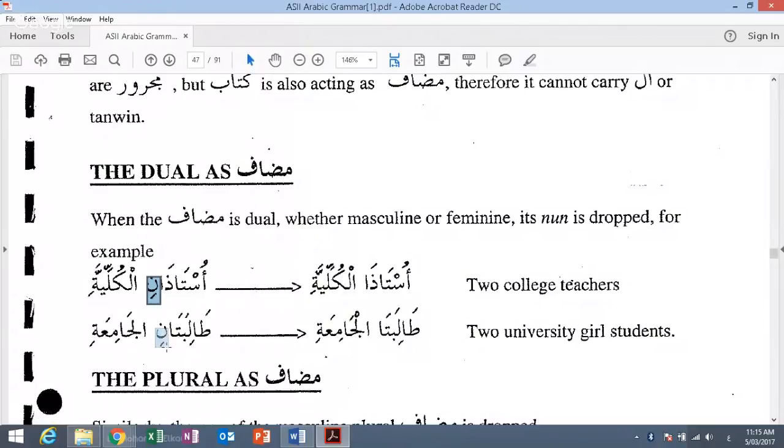Taliba tani, the second example. Taliba tani and al-jami'ati. So you are ascribing taliba tani to al-jami'a. What will happen? This noon will be dropped. So taliba al-jami'ati. Clear?